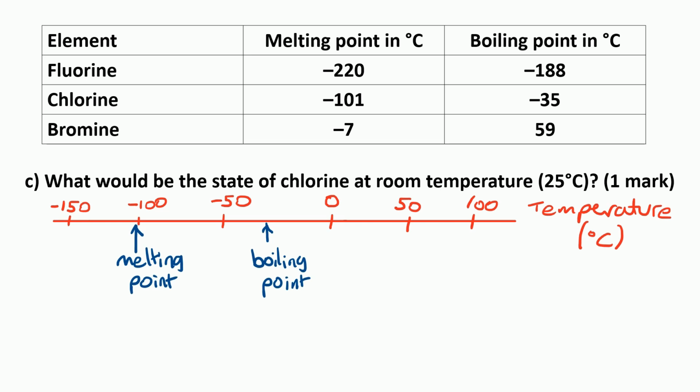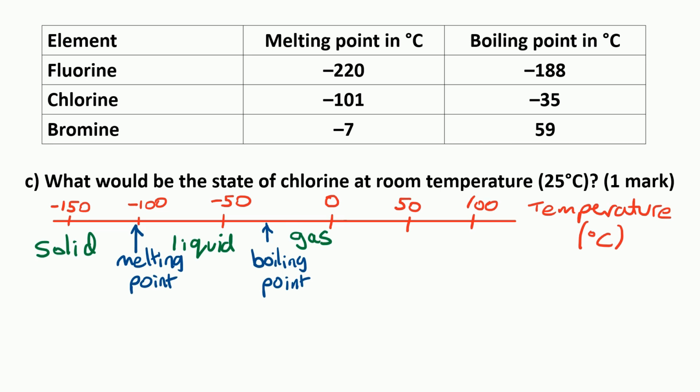And that means that if we had chlorine at a really cold temperature like minus 150 and then gradually warm it up, when it gets to minus 101 and reaches its melting point, it would then melt into a liquid. If we carried on heating it up, when it gets to its boiling point of minus 35, it would then turn into a gas. And any temperatures above that boiling point, it would be a gas.